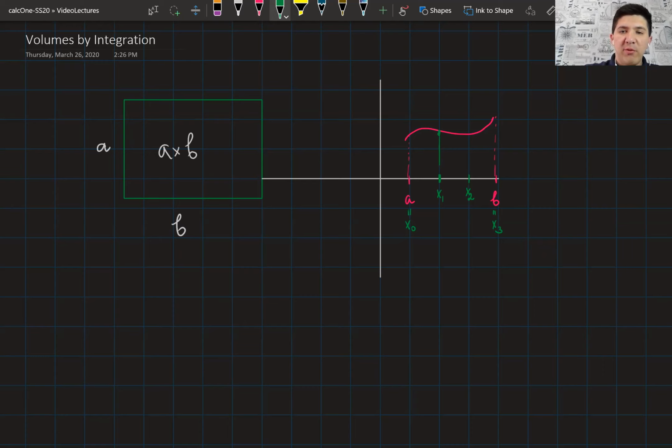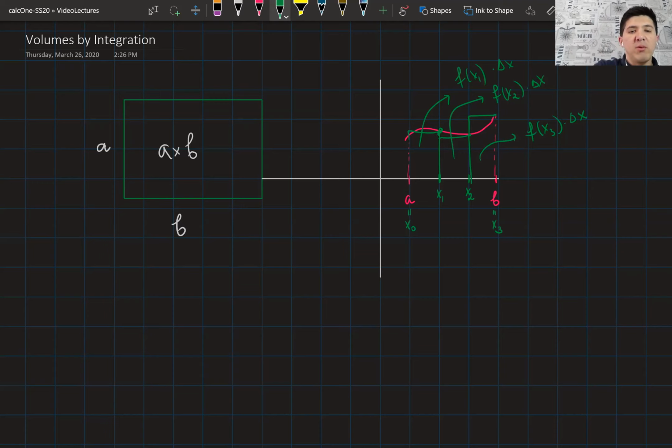So this is my first rectangle, this is my second rectangle, and this is my third rectangle. The area of the first rectangle is f of x1, which is the height of this rectangle, multiplied by delta x. The area of the second one is f of x2 multiplied by delta x. And the area of the third one is f of x3 multiplied by delta x. So by summing the three areas, we can find the area under this function.